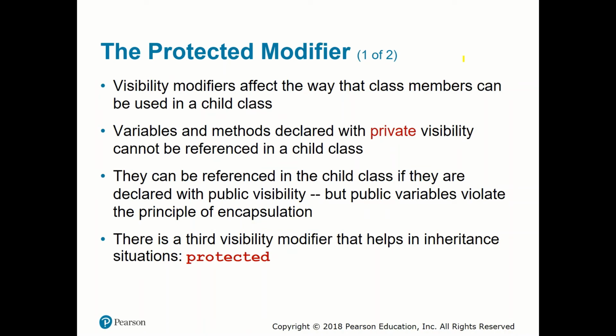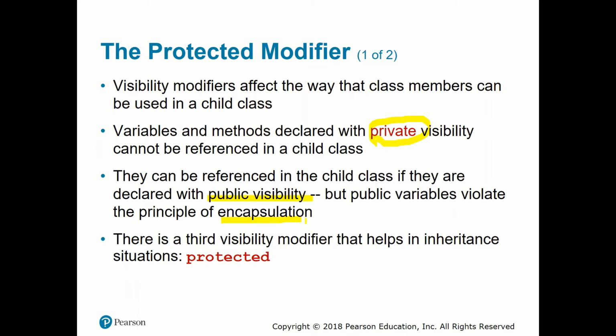Let me explain the protected modifier. Visibility modifiers affect the way that class members can be used in a child class. Variables and methods declared with private visibility cannot be referenced in a child class. They can be referenced in the child class if they are declared with public visibility. But public variables violate the principle of encapsulation.